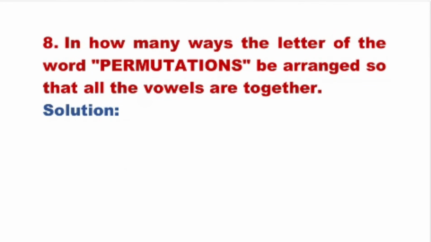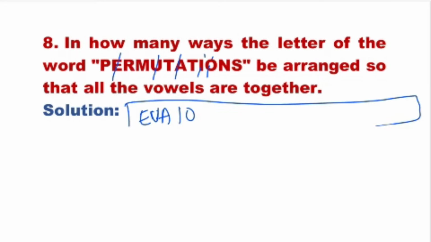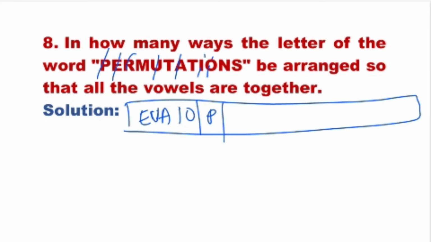Now you'll just take the vowels we have: E, U, A, I, O. We have 5 letters. Then we will take the other remaining letters in PERMUTATION. A, E, I, O, U are the vowels, so we have written them inside, and the remaining we'll write outside.